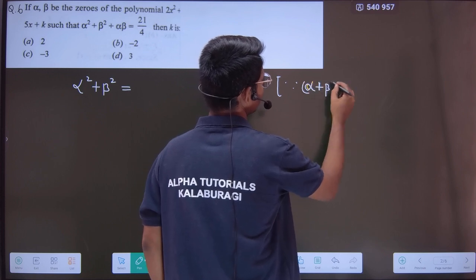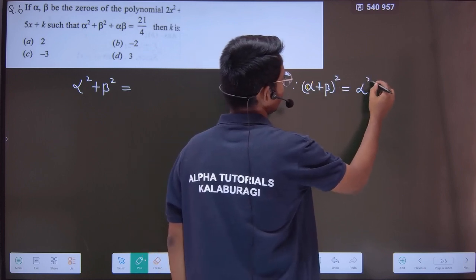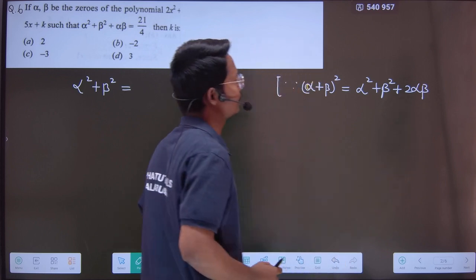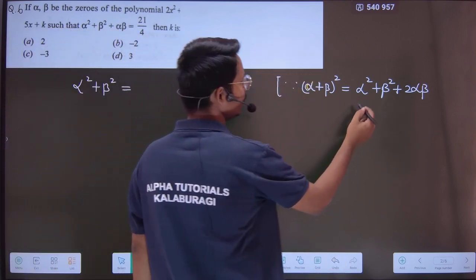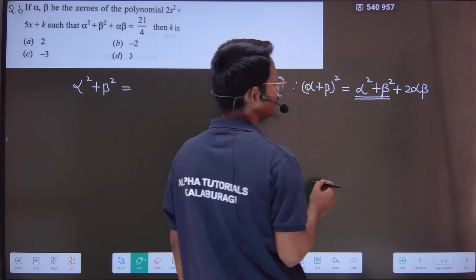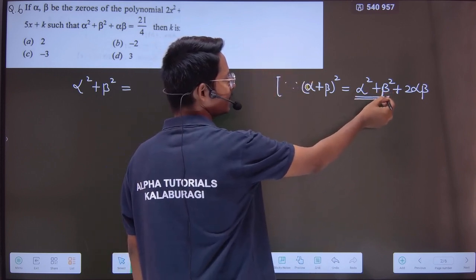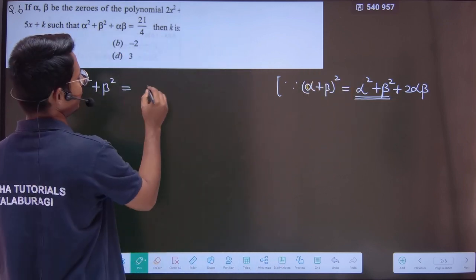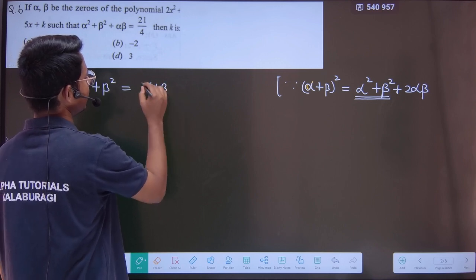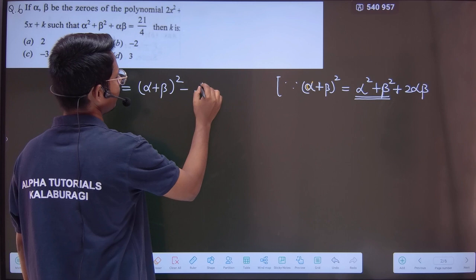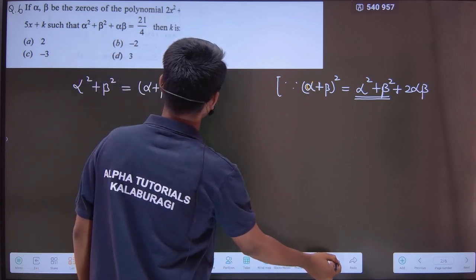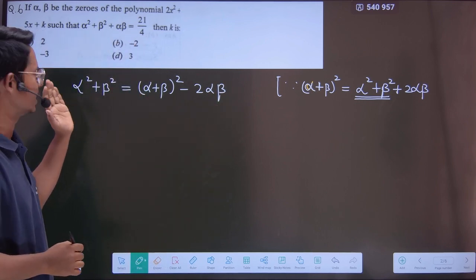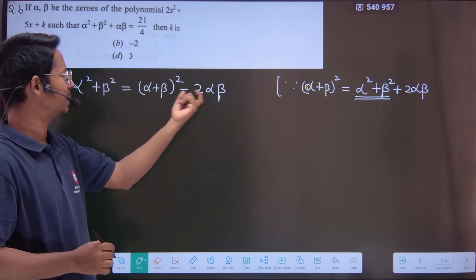plus beta. Suppose if I write alpha plus beta whole square, it is alpha square plus beta square plus 2 alpha beta. Correct? So now in this place, alpha square plus beta square, I shall write alpha plus beta whole square minus 2 alpha into beta. Yes, now I have expressed this in terms of alpha plus beta and alpha into beta.